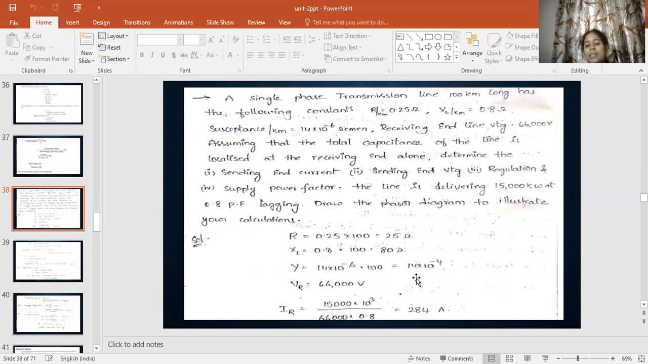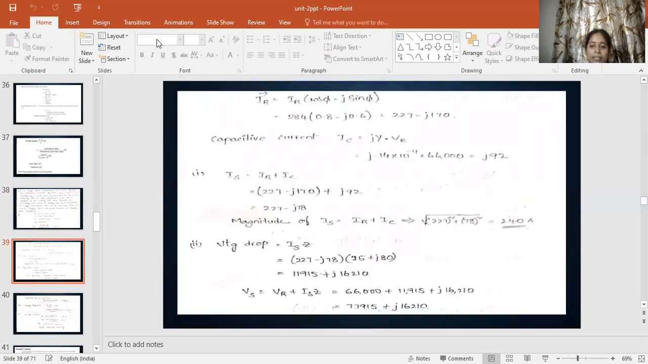So that we can get 14 into 10 power minus 4, and we are also given the receiving end voltage of 66,000, and the receiving end power is 15,000 kilowatts at 0.8 power factor. Those values are substituted for finding the current value. The current value I equals P by VR cos phi r. So substituting, we can find the IR value, that is nothing but 284 amps.